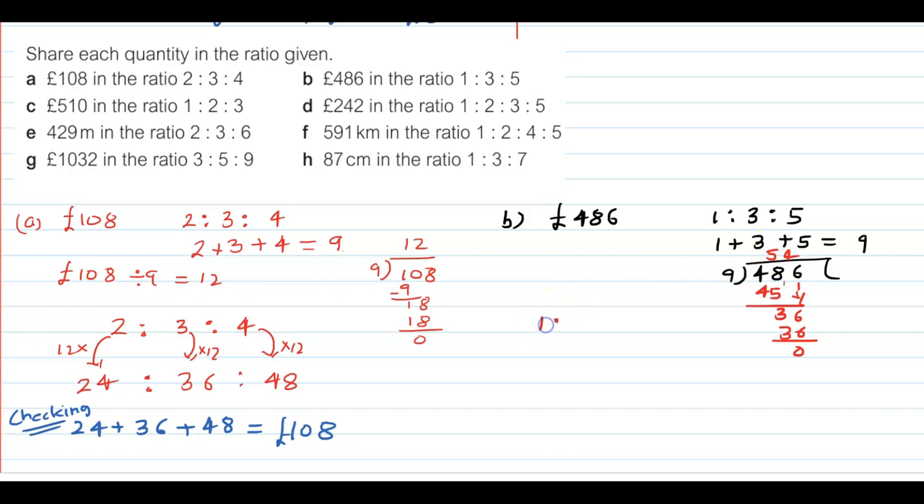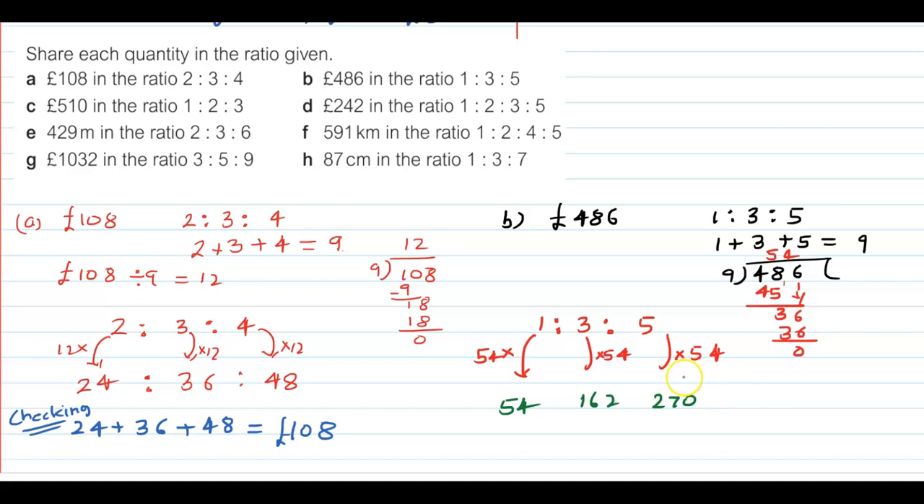So the given ratio was 1:3:5. Now in every ratio you times by 54. Here also times by 54, and here also times by 54. So if you multiply, 54 times 1 is 54, and 54 times 3 will be 162, and 54 times the next number, 5, this answer will be 270.